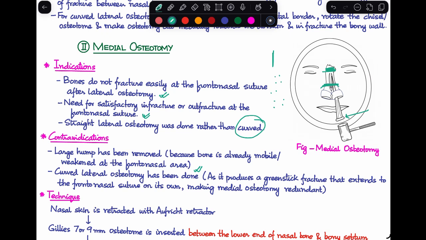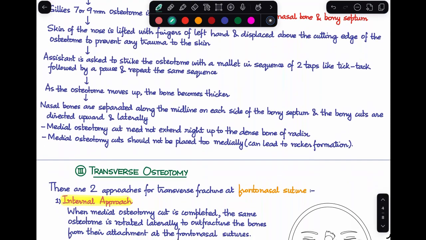Things to remember: the bone keeps getting thicker as you go up, and the medial osteotomy cut should not reach the dense bone of the radix, and it should also not be placed too medially because it can lead to rocker formation. So that's about medial osteotomy.